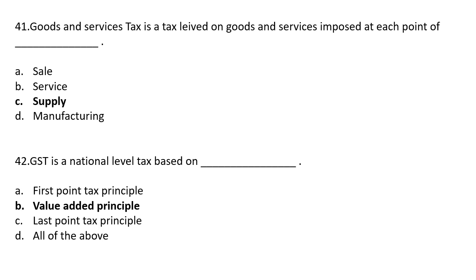GST is a national level tax based on dash. Option A first point tax principle, option B value added principle, option C last point tax principle, option D all of the above. The correct answer here is option B, value added principle. GST is a tax based on value added principle.